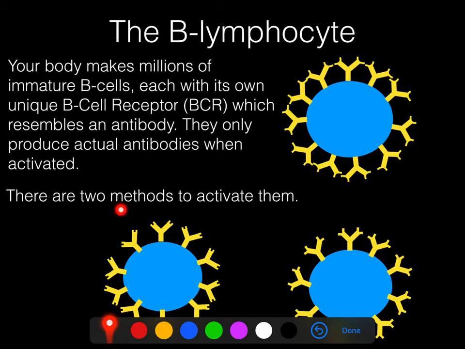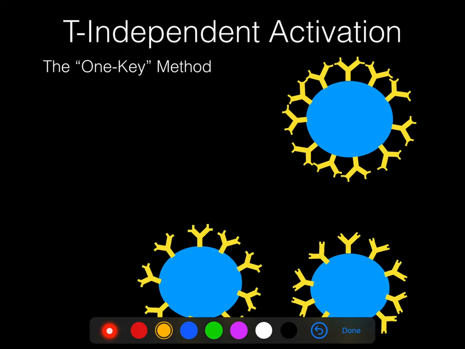There are 2 methods for activating B cells. That's important enough, I'm going to underline it in yellow. 2 methods to activate them. The first is called T-independent activation. This is the easy way to activate them.